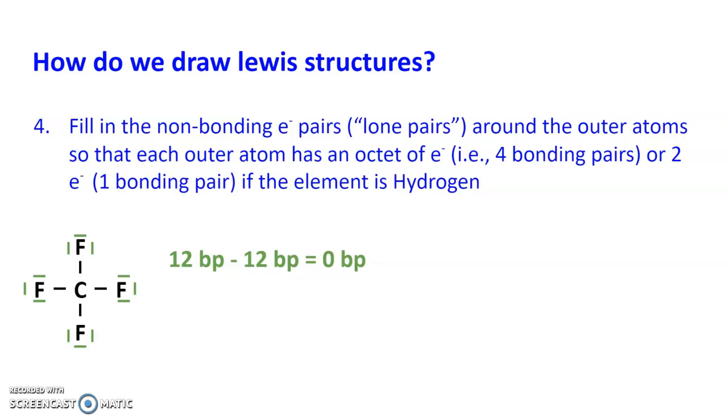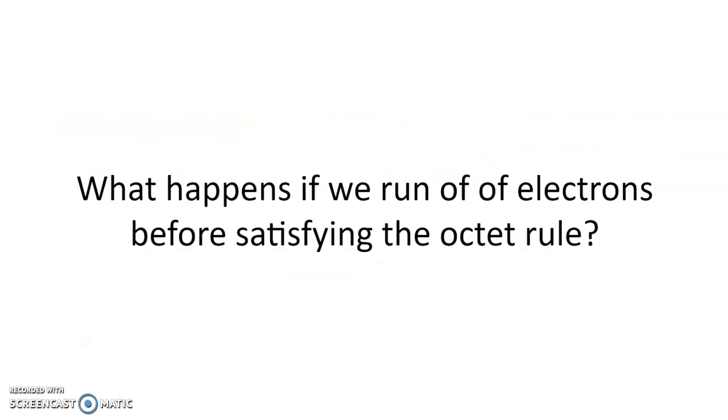However, there are some circumstances where it doesn't work out quite this nicely, because of course. And so we have to consider this question: what happens if we run out of electrons before we satisfy the octet rule for all of the atoms involved? Luckily, we have a contingency plan. So let's look at another example so that we can understand what that plan is.